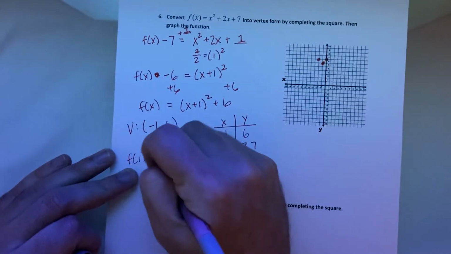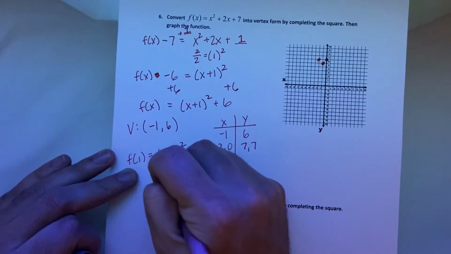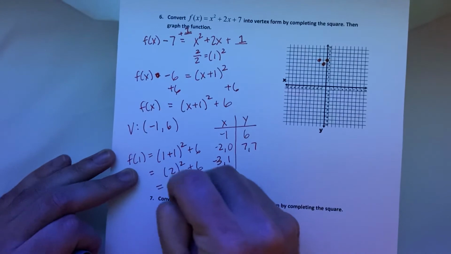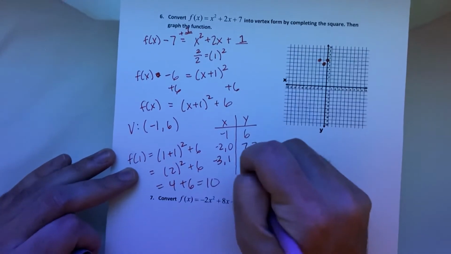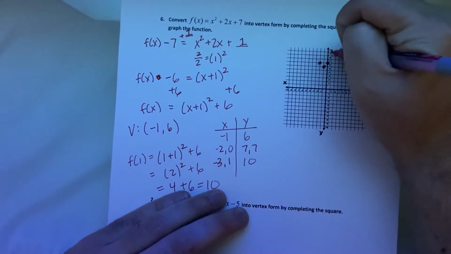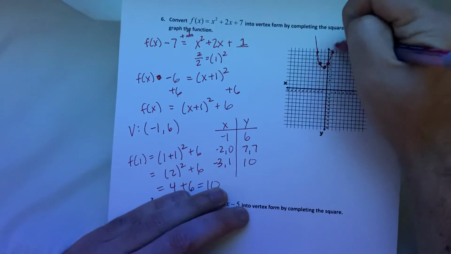F of 1 equals 1 plus 1 squared plus 6. It's 2 squared plus 6. It's 4 plus 6, which is 10. So negative 3 and 1 go to 10, so 1, 10 and negative 3, 10. The rest is going to be off the graph.